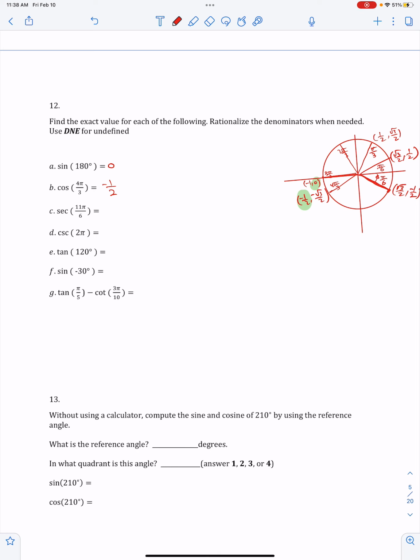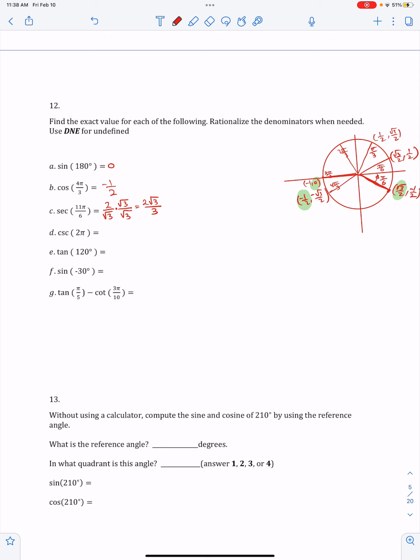We need the secant. We know secant is the reciprocal of cosine. So it's the reciprocal of that number. So we're going to say it is 2 over square root of 3. Rationalize, we're going to multiply by square root of 3 over square root of 3, which is 2 square root of 3 over 3.